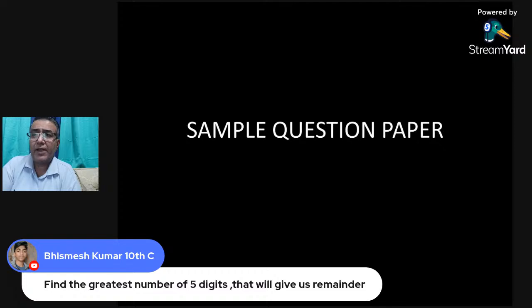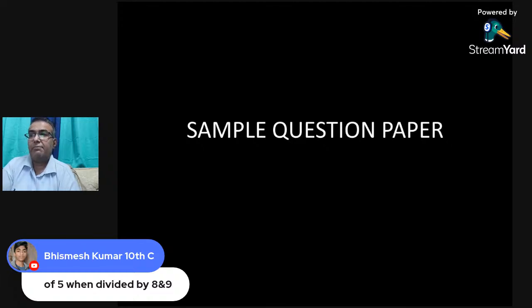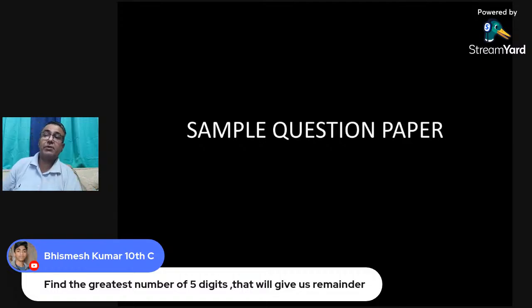Find the greatest number of 5 digits that will give us a remainder of 5 when divided by 8 and 9. Greatest number of 5 digits that will give us a remainder of 5 when divided by 8 and 9. How will you do this? I'll show the first part of the question again. We have to find the greatest number of 5 digits that will leave a remainder of 5 when divided by 8 and 9. How do we solve that?